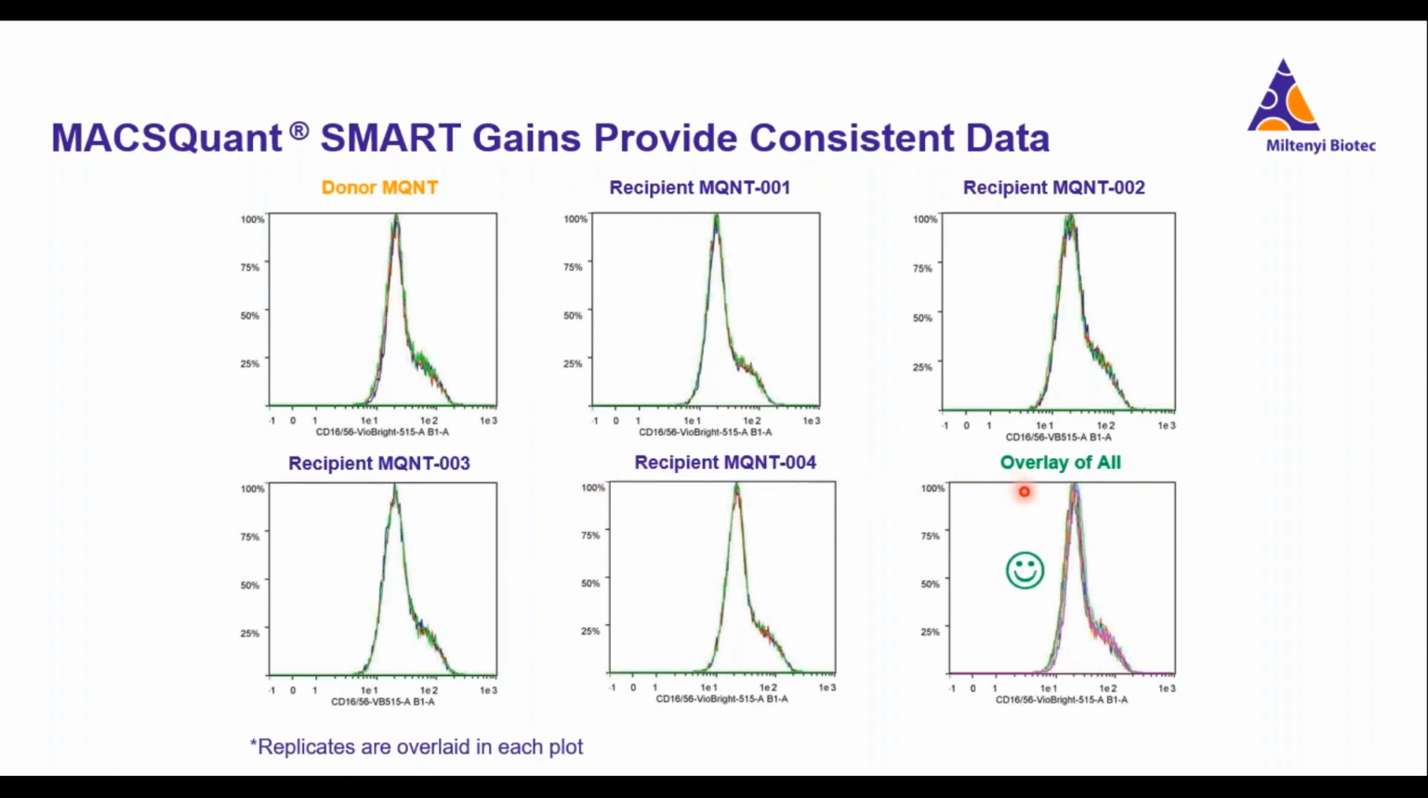And now when we take the overlay of the data from the 5 instruments, the donor instrument and the 4 recipients, and overlay them as representative data, these peaks are nice and tight and they overlay in an excellent way. So this is just a demonstration of generating a donor setting on one MACSQuant and then having the ability to transfer those settings to recipient instruments and getting consistent data and equivalent data across your instruments.